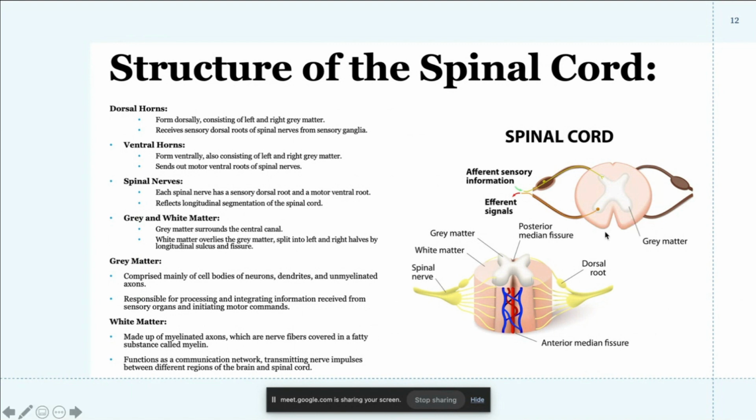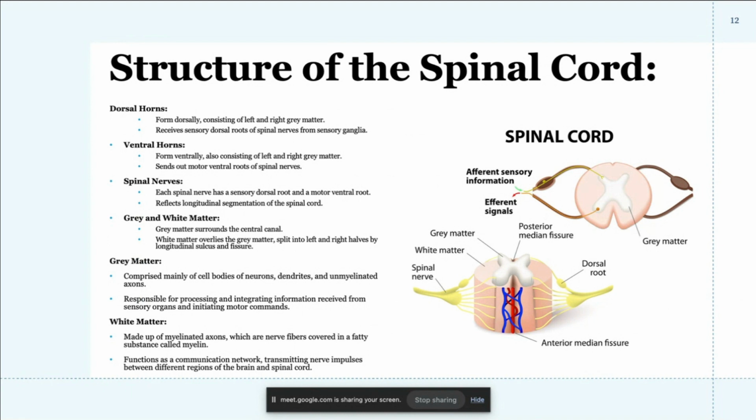Then the ventral horns, which are at the bottom, are also made out of the left and right grey matter, and they send out motor ventral roots of spinal nerves. So the grey matter is in the middle, this X shape. Then the white matter is this pink area. They have a difference in color based on what's in them, and they're also different based on their functions.